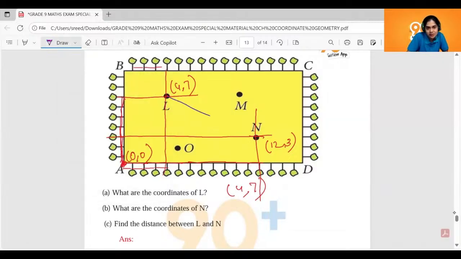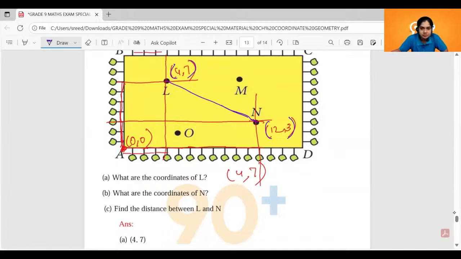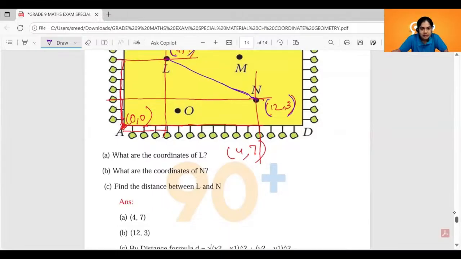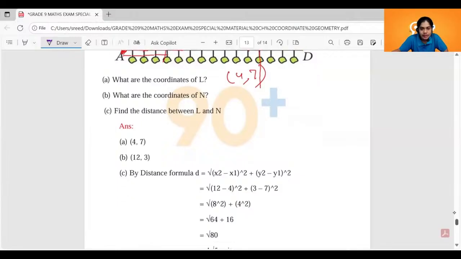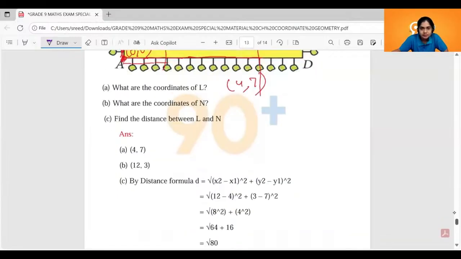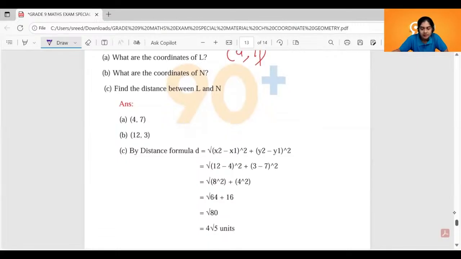This distance you have to find. Okay, so you have the ordered pair of L and you have the ordered pair of N, right? You can either use the distance formula or you can use the Pythagoras theorem.